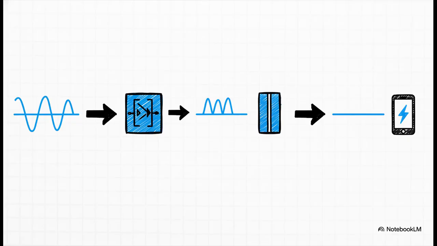And that's the whole show. First, you rectify the AC into pulsing DC. Then you filter those pulses to smooth them out. That exact two-step process is the magic that's happening inside pretty much every charger and power supply you've ever owned, all built from those simple rules we just went through.